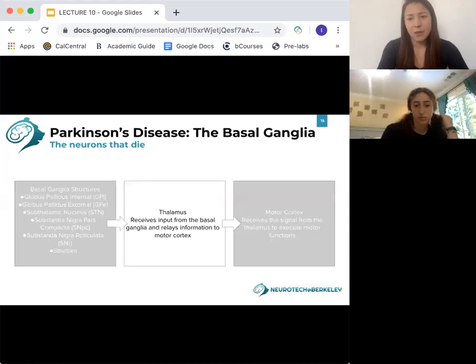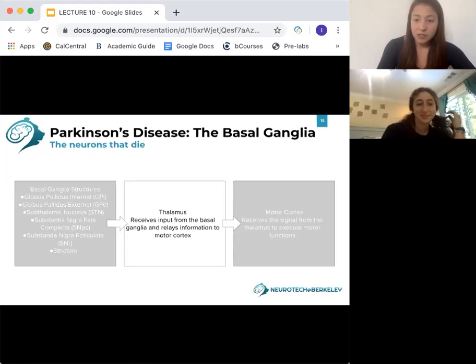Keep in mind that the thalamus is sort of an information hub in the brain, and so a lot of information passes through the thalamus as it moves from one region to another. The important structures in the basal ganglia include the globus pallidus, which is split into internal and external segments, the substantia nigra pars compacta, and the substantia nigra pars reticulata, the subthalamic nucleus, and the striatum.